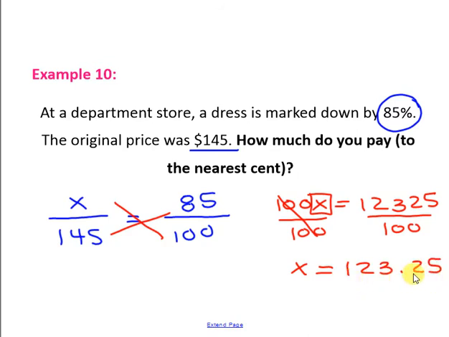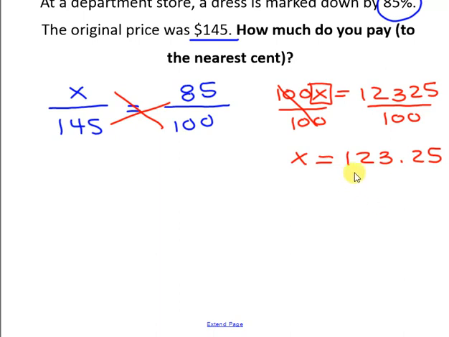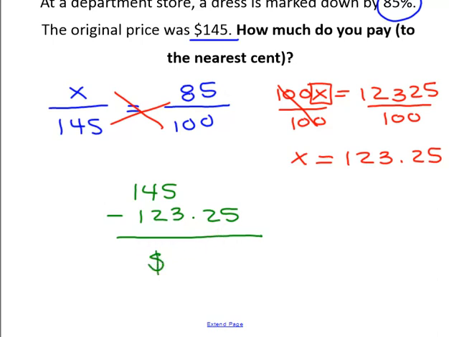X equals, when I do this division, I'm going to get 123.25. Now that's how much my discount is going to be, but I want to find what I'm actually going to pay. So the original price is $145 and my discount is $123.25. When I do that subtraction, I'm going to get $21.75.